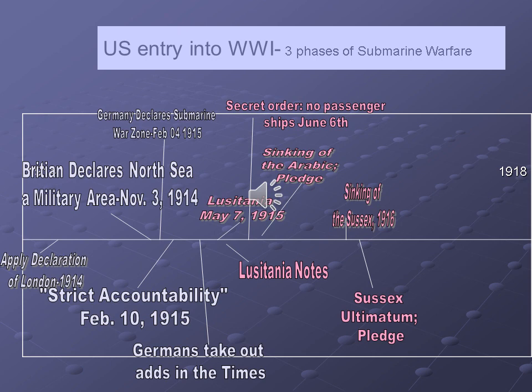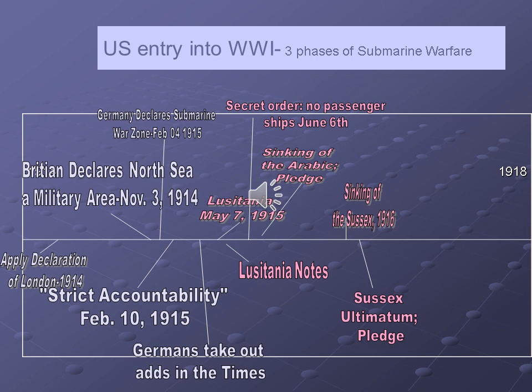One hundred twenty some lives are lost, American lives are lost, and this is the first time where Wilson's whole idea of strict accountability is challenged, so he has to respond pretty strongly to Germany, and he does. He responds with what's called the Lusitania Notes. The Lusitania Notes are three strongly worded notes, and as you probably found out in your reading, this is where William Jennings Bryan resigns, because he feels like Wilson is pushing them towards war.